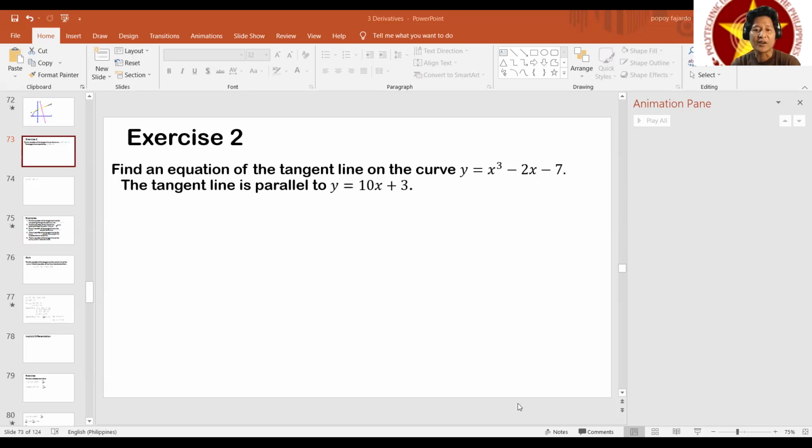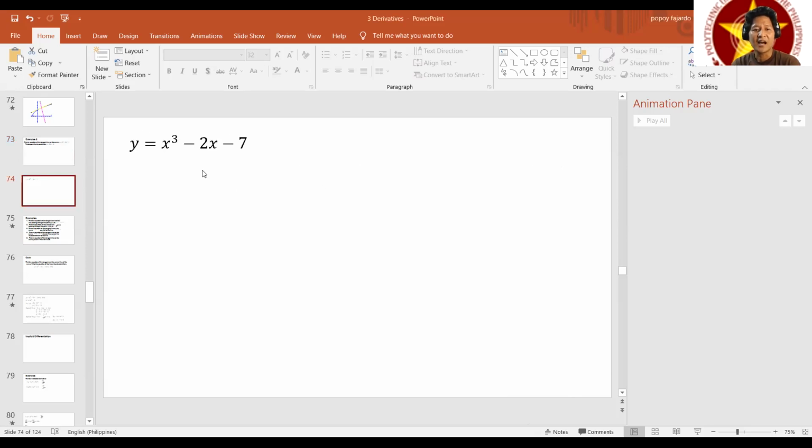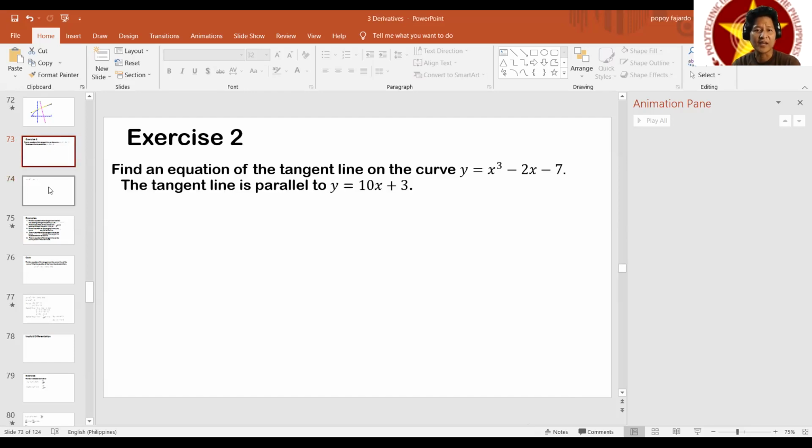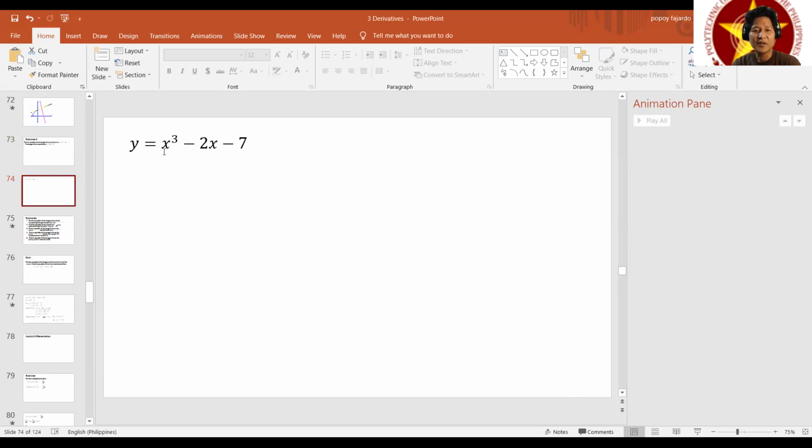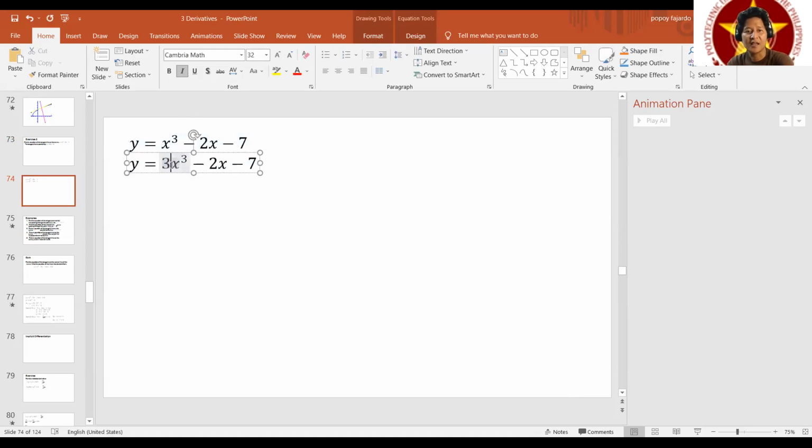So paano yun? Okay, so ganun pa rin. May konting deviation lang. From here, ang ating curve is y equals x cubed minus 2x minus 7. First, we have to get the slope of the tangent line. So the slope of the tangent line, we just have to get the derivative again. So ang derivative niyan, magiging y prime equals 3x squared.